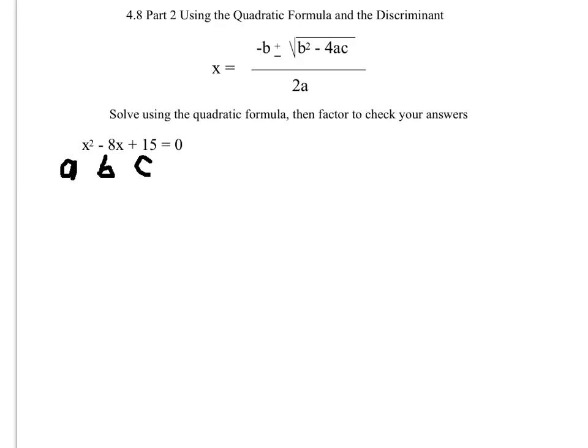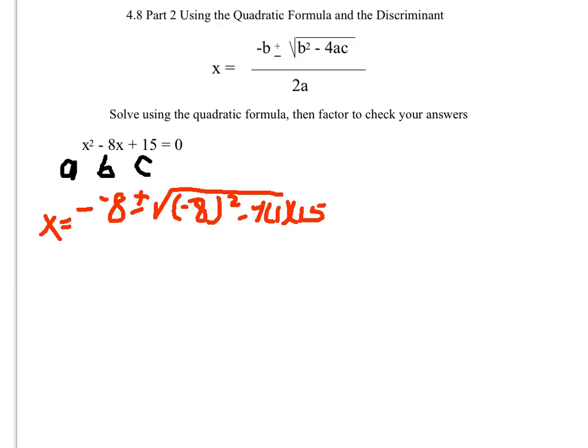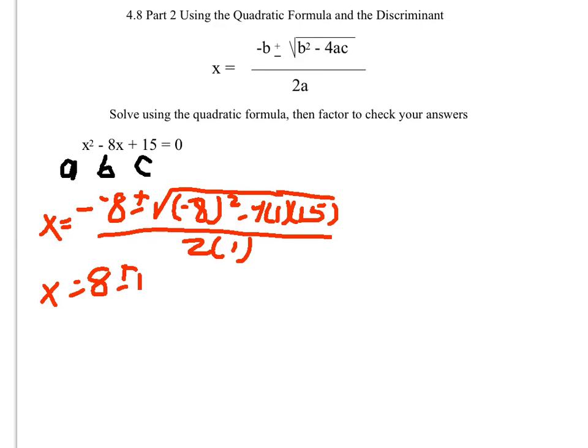Now it's just a matter of plugging in. So we have x equals, the negative sign is there automatically. Now we bring in B, which is negative 8, plus or minus the square root of negative 8 squared minus 4 times 1 times 15, all over 2 times 1. So x equals 8 plus or minus the square root of, once we do all the math in here, this will wind up to be 4, and that's all over 2.